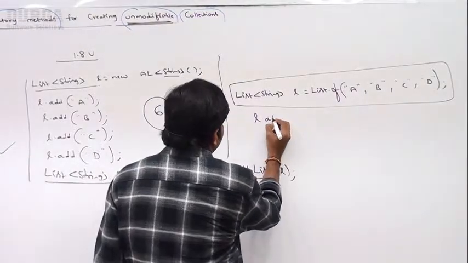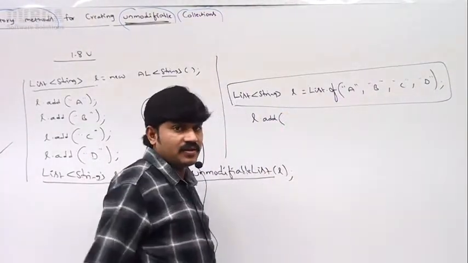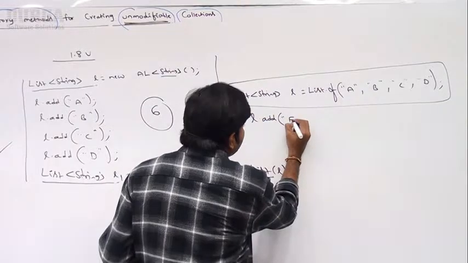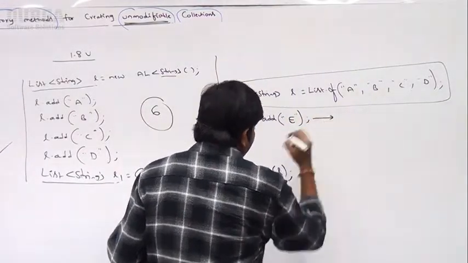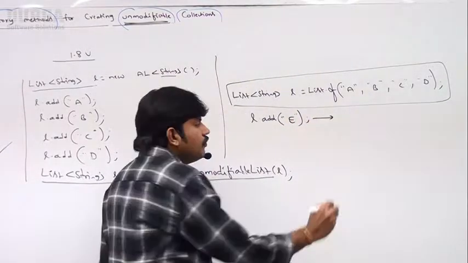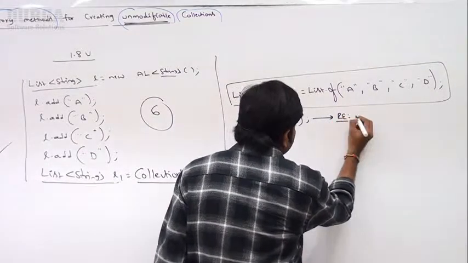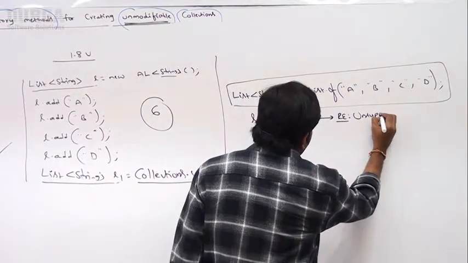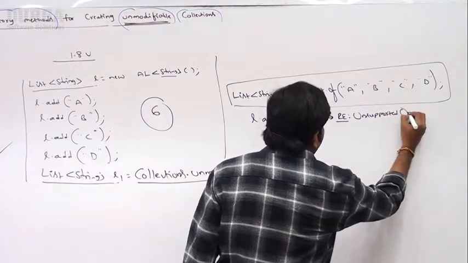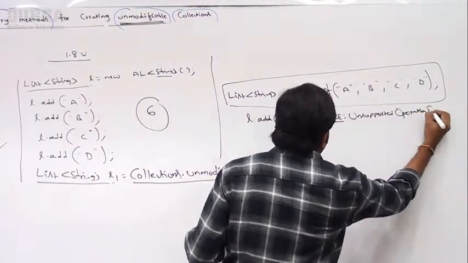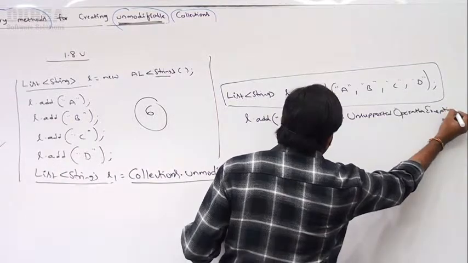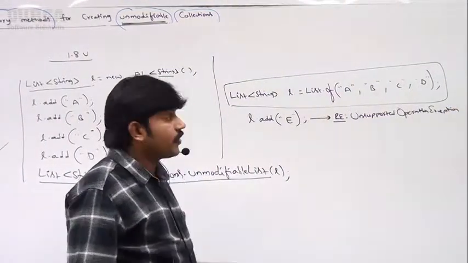Sir, let me add something. If I write l.add(e), immediately we will get a runtime exception saying UnsupportedOperationException. What is the exception we get by default, sir? UnsupportedOperationException is what we get by default.